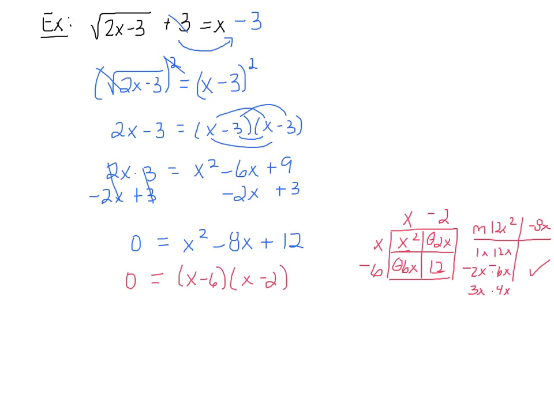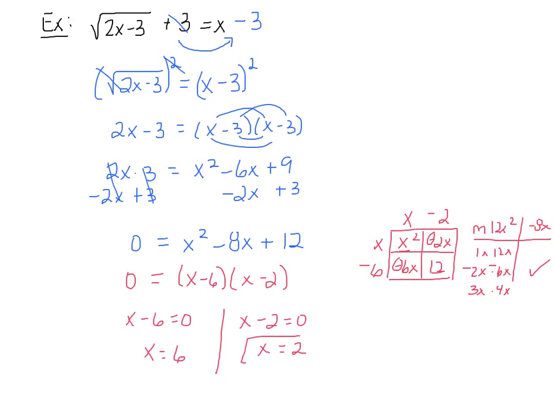Okay, now this was a big problem on the last test because a lot of you just stopped right here and you didn't really solve it, you just factored it. But in order to solve it, what you have to do is you have to set both of these factors equal to 0 and continue to solve. So x minus 6 equals 0 and x minus 2 equals 0. Therefore, x is equal to 6 and x is equal to 2.